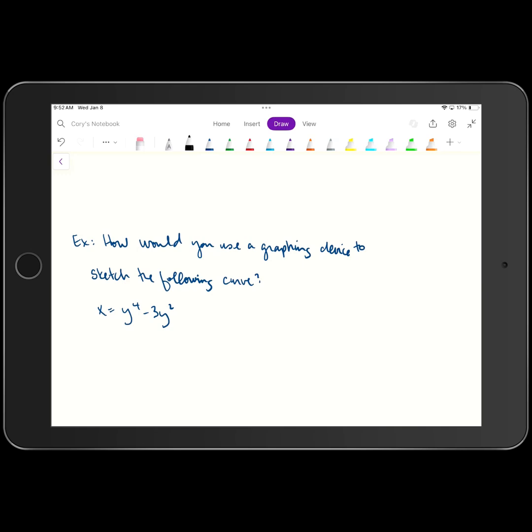So directions here say, how would you use a graphing device to sketch the following curve? Okay, so we have the equation x is equal to y to the 4th power minus 3y squared. And we're going to talk about in class how we would use our graphing calculator to graph that curve.